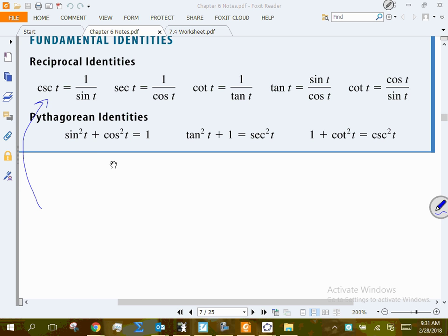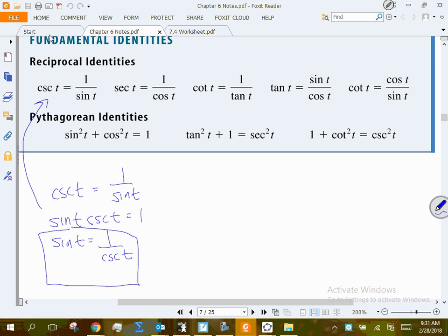It's basically just doing a little bit of algebra here, guys. Cosecant of t is equal to 1 over sine of t. Can I multiply both sides by sine of t, to get sine of t times cosecant t is equal to 1, and then solve for sine of t, giving me 1 over cosecant t, right? Does that make sense to everybody? So those two things are both reciprocal identities. This one is what cosecant is in regards to sine. This one is what sine is in regards to cosecant.